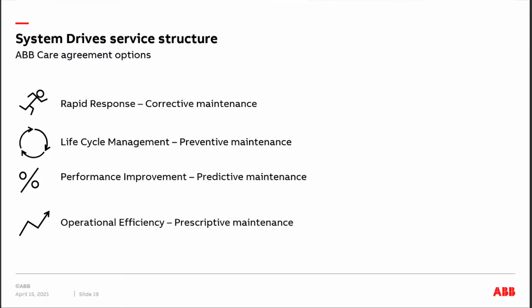And so rapid response is what we call corrective maintenance, which is really emergency maintenance. Lifecycle management is where we get into the preventative aspect. And then as we go to performance improvement, that's where we go into the digital area with predictive maintenance. And then operational efficiency goes a step higher to prescriptive. And that operational efficiency is where the ability drives performance fits. Okay, it's that always on connection. And I'll explain these in a little more detail in my next slide.